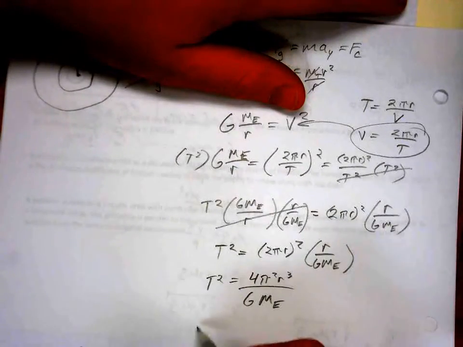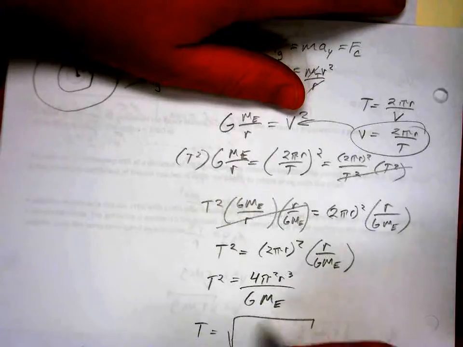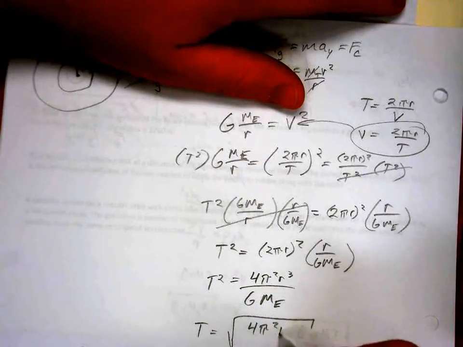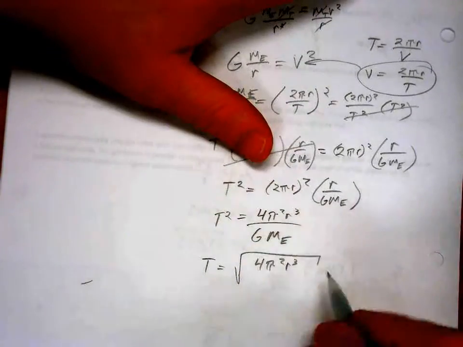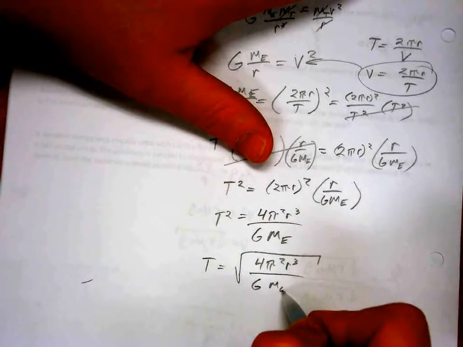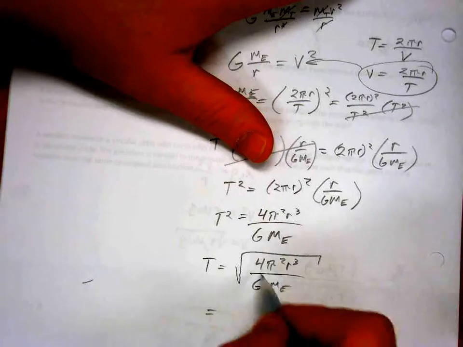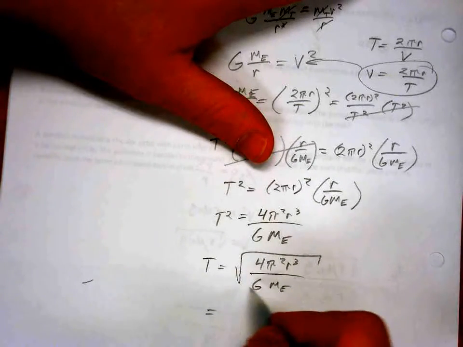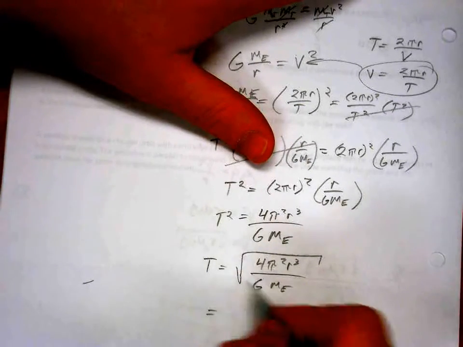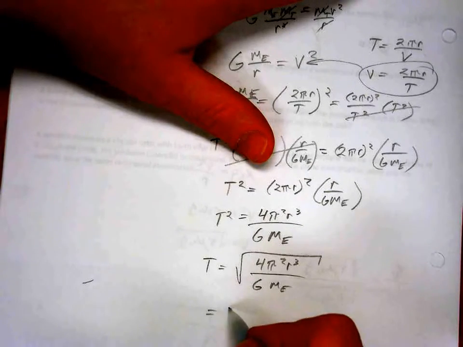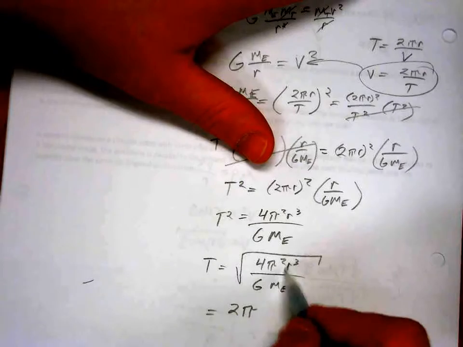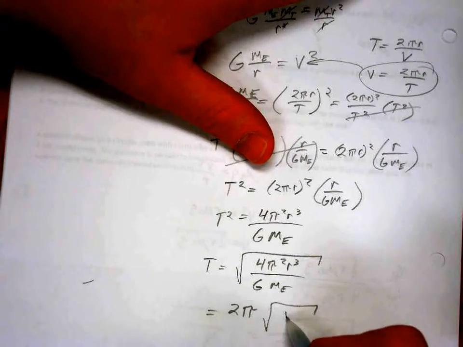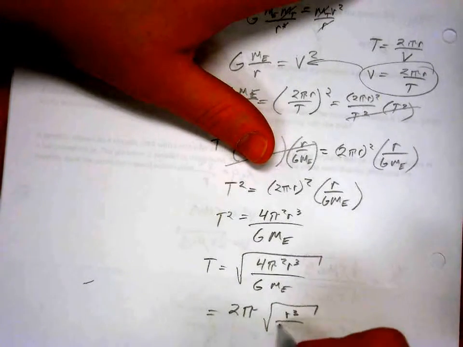And I'm sorry, I just realized we're going to have to take the square root of all that stuff: 4 pi squared r cubed over G M_E. We can take the square root after we just squared 2 pi. We can take it out from the radical by taking the square root of 4, which is 2, and pi squared, which is pi. We don't want to deal with that r cubed, so just leave that under the radical.